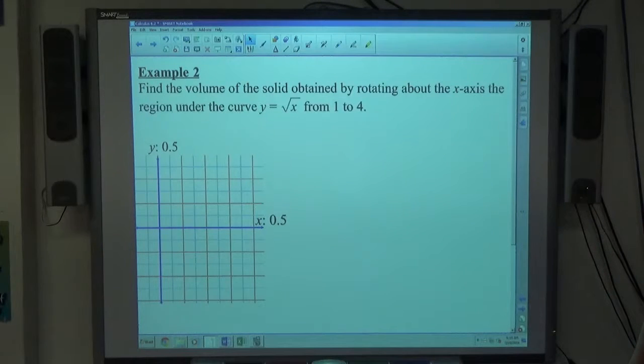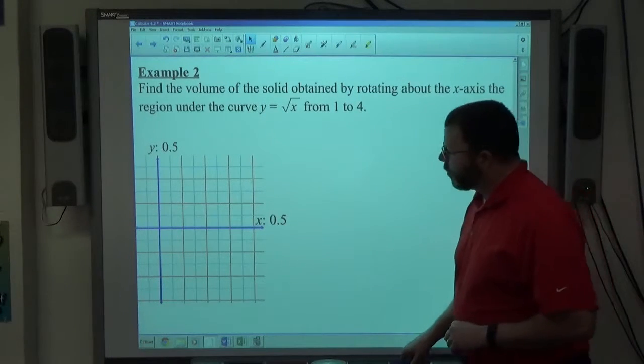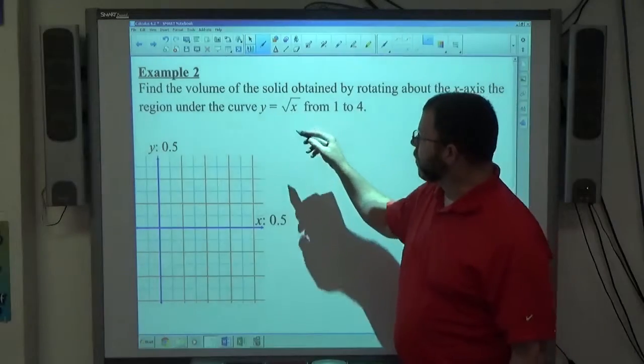Okay, example 2. Find the volume of the solid obtained by rotating about the x-axis the region under the curve y equals the square root of x from 1 to 4. So it's the same problem as the last one, except now we're going from 1 to 4 instead of from 0 to 1. Right? So if you take a look at this, y equals the square root of x again.